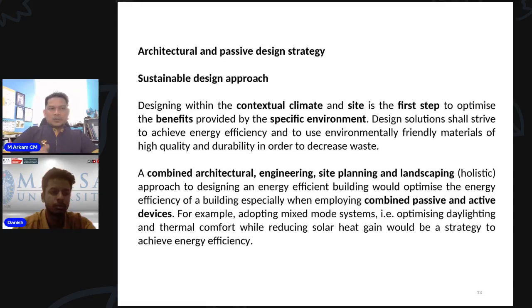So when we want to construct or we want to do our own space or building, this becomes the main important thing. Where is your contextual climate? Provided by the specific environment. Specific environment, in this case, we want to talk about, of course, vegetational areas. A lot of trees will make it different. If you want to build a house in the woods, it will be different from when you want to build a house in the concrete woods, for example.